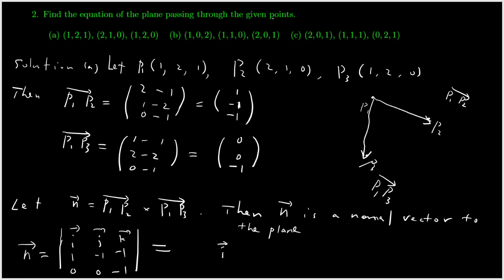The number before the vector i is the 2 by 2 determinant. You remove the first row and the first column. I think the 2 by 2 determinant you have is -1, -1, 0, -1, right? That's the coefficient before i. And then the coefficient before j, the sign here should be negative.